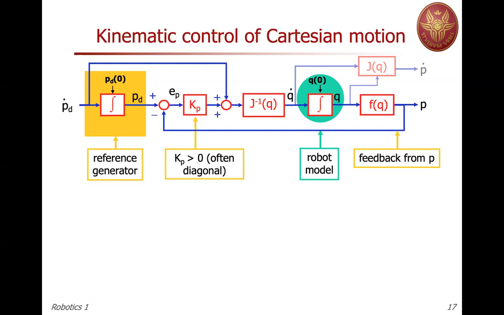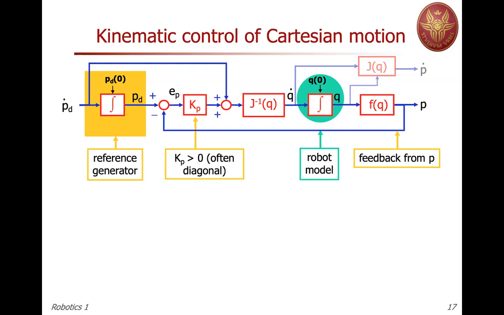One more comment on the last block. I'm saying that we are doing feedback from the position. And in this block, we compute the position of the end effector, or the position of our task variable, by the direct task kinematics. Which means that we are still measuring only Q. Indeed, if you measure P directly in this case, you can get rid of f of Q. There's a f of Q, but you don't use it in your controller because you're measuring P directly.